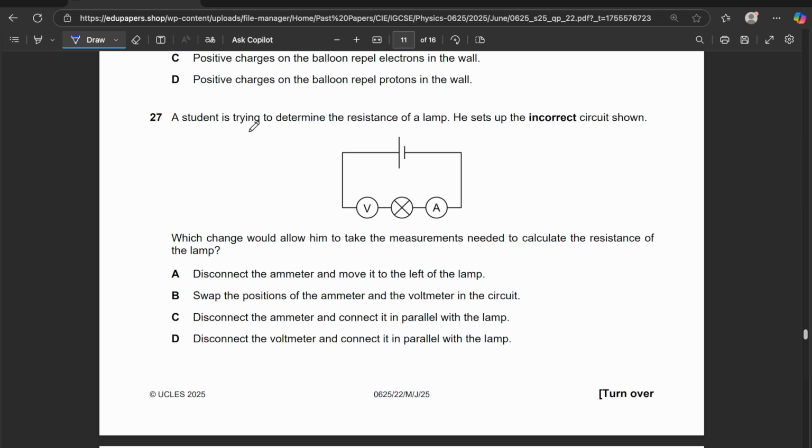27. A student is trying to determine the resistance of a lamp. He sets up the incorrect circuit shown. Which change would allow him to take the measurements needed to calculate the resistance of the lamp? Firstly, the voltmeter has to be connected in parallel, not series. The ammeter is in the correct position, so we have to disconnect the voltmeter and connect it in parallel with the lamp, D.